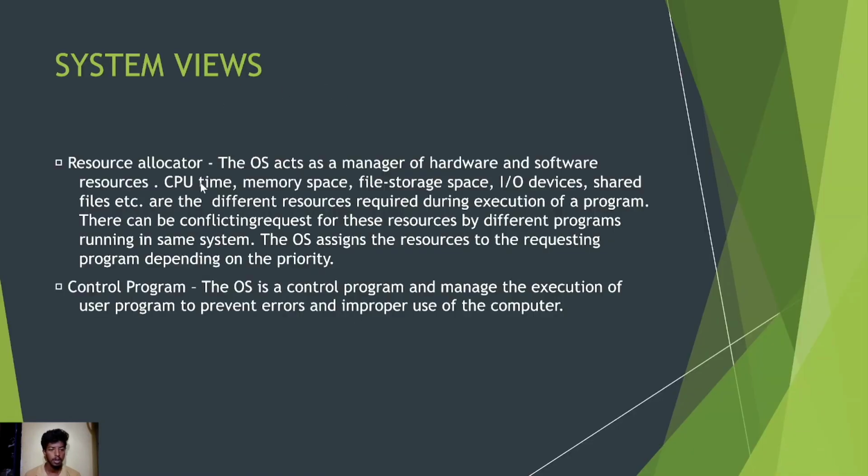System view. Resource allocator. The OS acts as a manager of hardware and software resources: CPU time, memory space, file storage space, I/O devices, and shared files are the different resources required during the execution of a program. There can be conflicting requests for resources by different programs running at the same time on the same system. The OS assigns the resources to the requesting programs depending upon priorities. Control program. The OS is a control program and manages the execution of user programs to prevent errors and improper use of the computer.